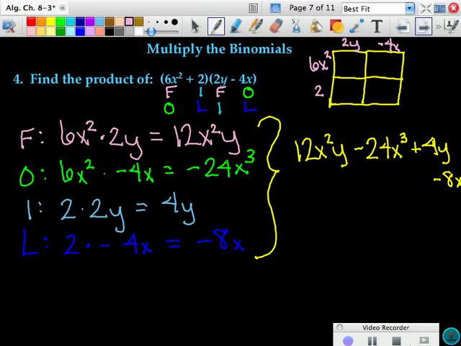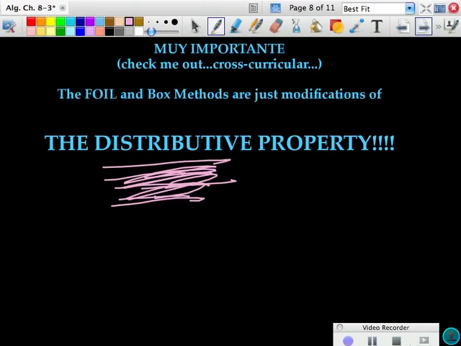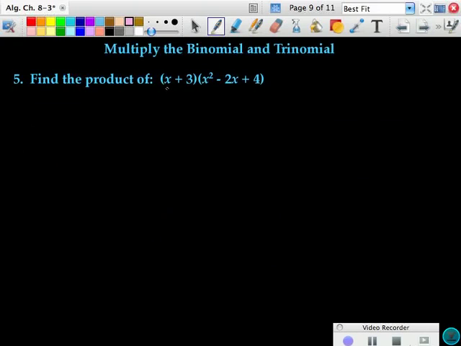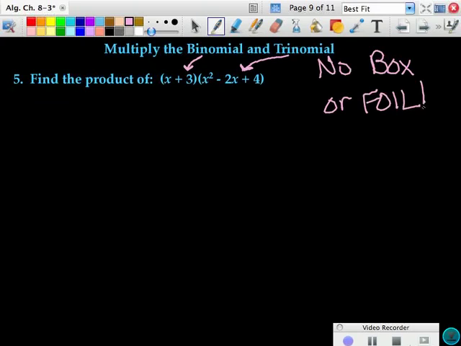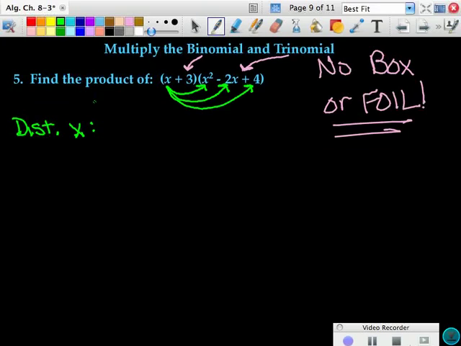Okay? So, now, this one. If you look at this, we've got a binomial here, trinomial here. No box or FOIL. None. Nope, can't do it. No way. No how. All right? So what we do, take this x, you distribute, all right? Distribute it to all of the terms. That's where we're going to start first. So distribute x. Here's what you get. You get x to the third minus 2x squared plus 4x.